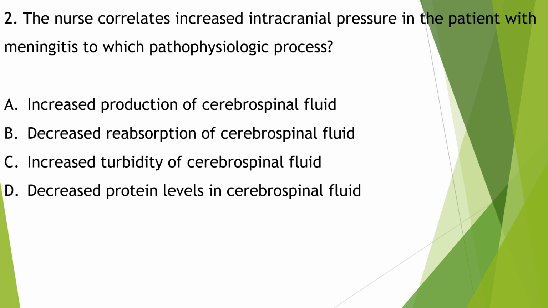The inflammatory process within the meninges leading to increased turbidity of CSF causes sluggish flow of the CSF. That is why there is increased ICP in patients with meningitis. If you see the protein level in meningitis, it is elevated in patients.